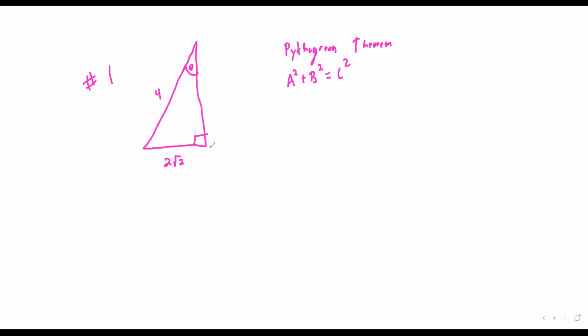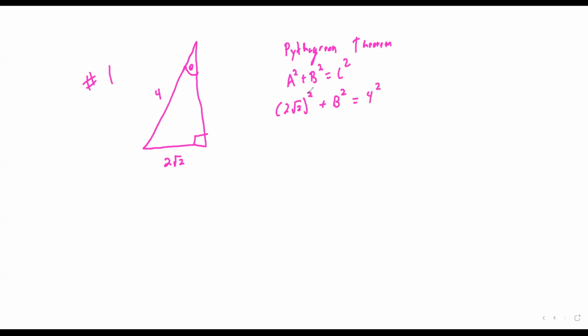All right? So it doesn't matter what you label as your a or your b. The only thing that matters is the hypotenuse, or the side opposite of the 90-degree angle, has to be the c. The c has to be the hypotenuse. So what I'm going to do is write this as 2 square root of 2 squared plus b squared, since that's my missing side, equals 4 squared.